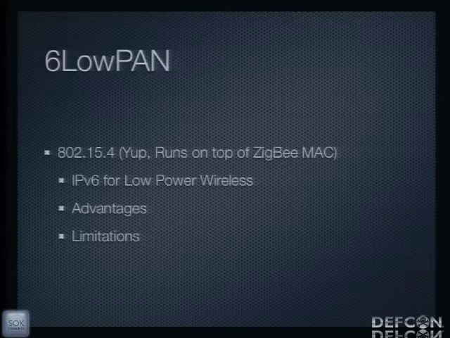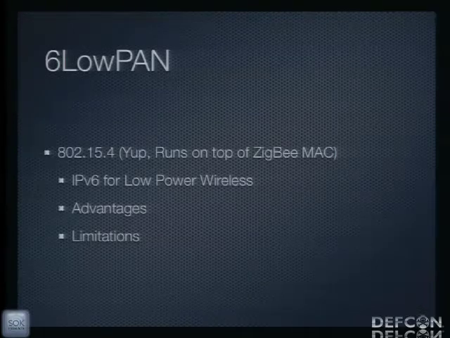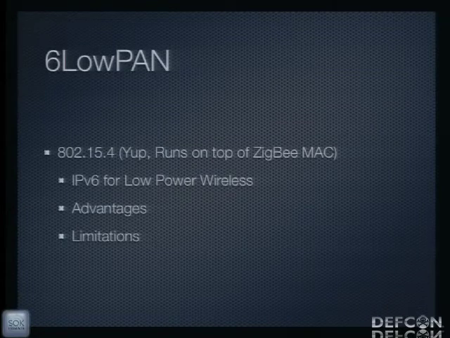Some of those advantages are it's a very, very large address space, right? I have an IPv6 tunnel with a /48, which gives me 65,000 /64s, and each /64 has something like 18 quintillion addresses in it. So there's some serious advantages to that.